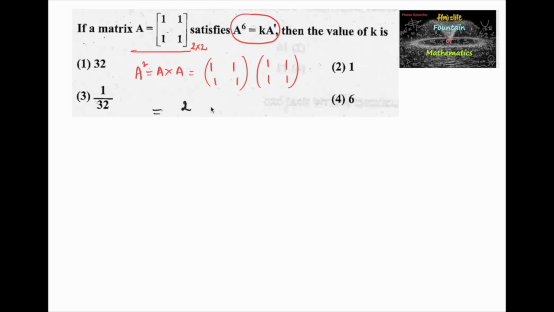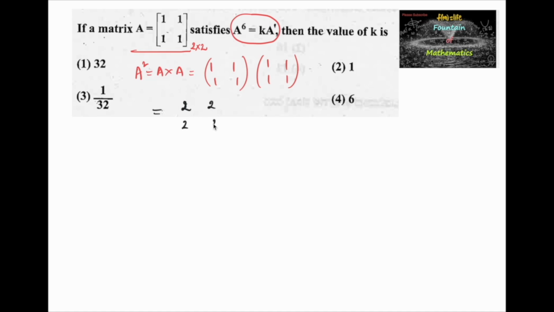Given a matrix A equal to [1 1; 1 1], a 2 by 2 matrix, which satisfies A power 6 is equal to k times A transpose, the matrix A dash. So let us consider A square, which is A into A: [1 1; 1 1] multiplied with [1 1; 1 1]. So multiplication of matrix row with column: 1 times 1 plus 1 times 1, that is 2. Similarly, the other elements are also the same.